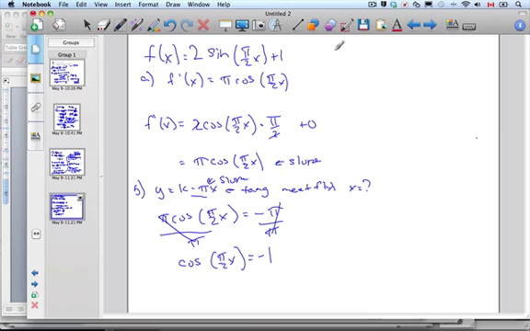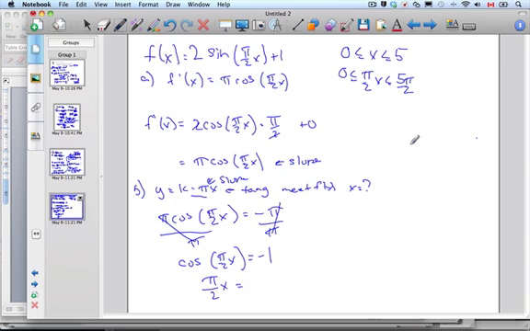Now, the question told us that 0 is less than or equal to x, less than or equal to 5. That's our interval for x. My angle, though, is pi by 2 x, so I'm going to take this interval and multiply it by pi over 2. 0 times pi over 2 is 0, and this is 5 pi over 2. So I have to go around the circle a couple of times.